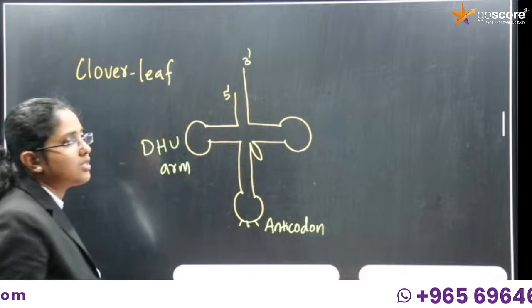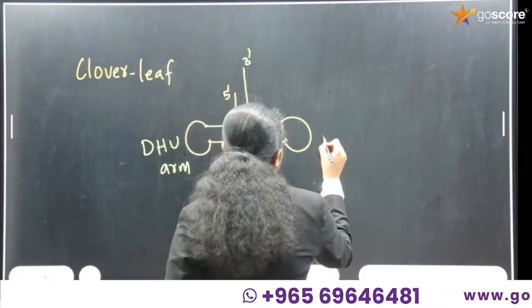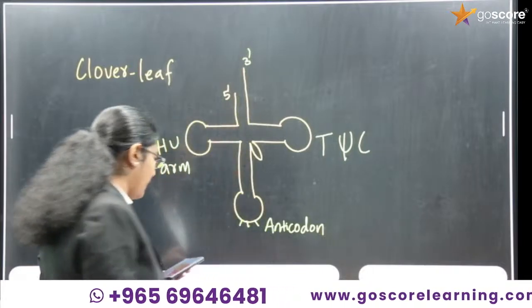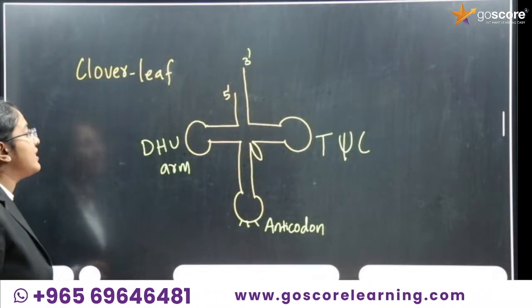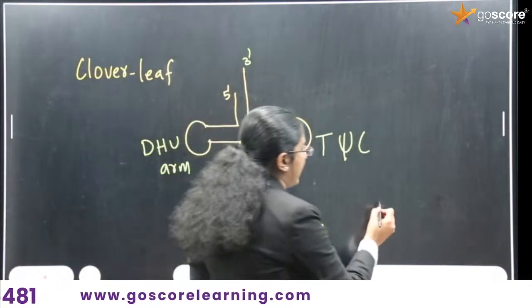What is this known as? It is known as the DHU arm. And this is known as the T-psi-C arm. What is this arm known as? It is known as the T-psi-C arm. So here, what happens if an mRNA is present like this?